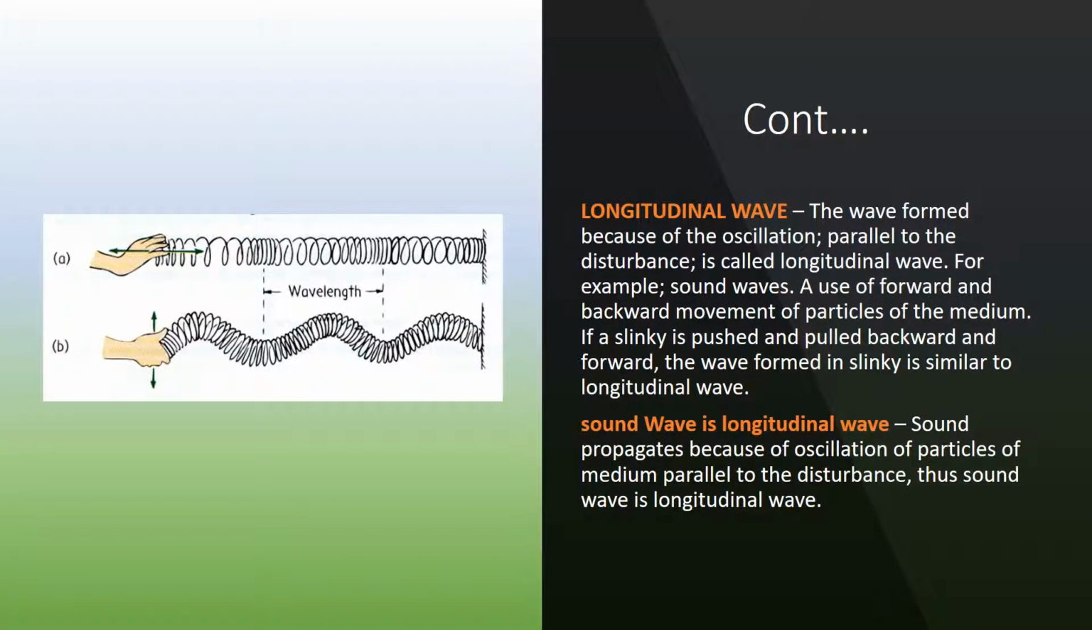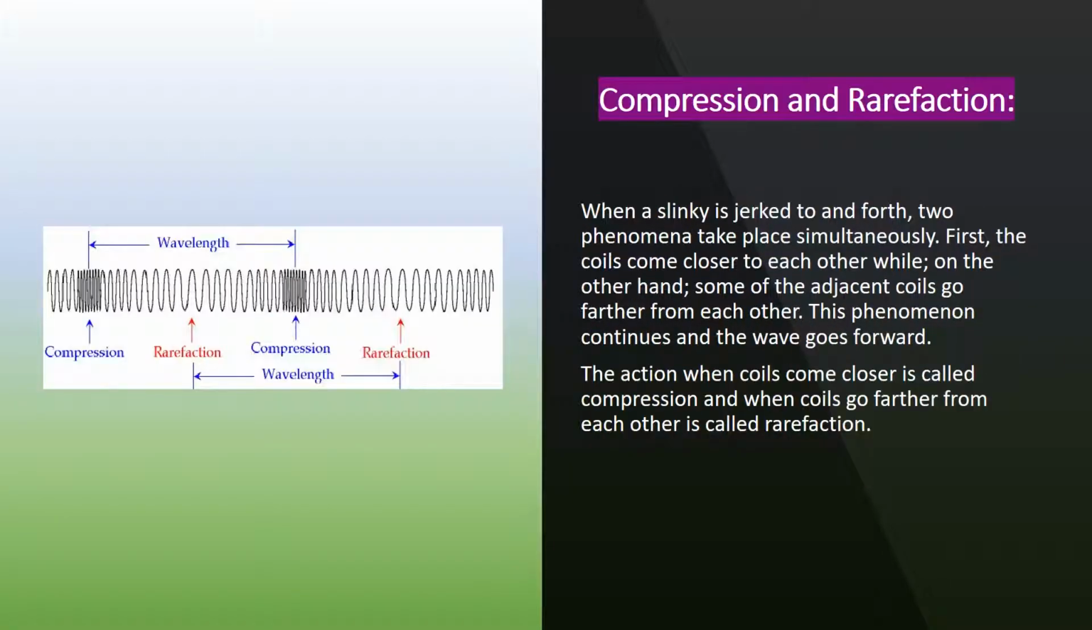Longitudinal wave: the wave formed because of the oscillation parallel to the disturbance is called longitudinal wave. For example, sound waves. It is because of forward and backward movement of particles of the medium. If a slinky is pushed and pulled backward and forward, the wave formed in slinky is similar to longitudinal wave. Sound wave is longitudinal wave. Sound propagates because of oscillation of particles of medium parallel to the disturbance, thus sound wave is longitudinal wave.